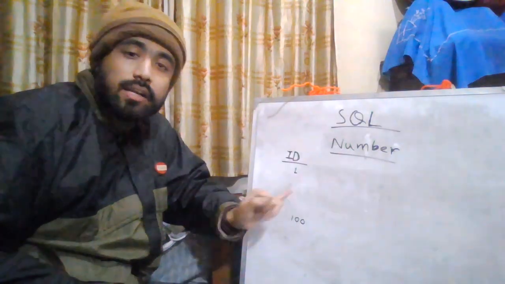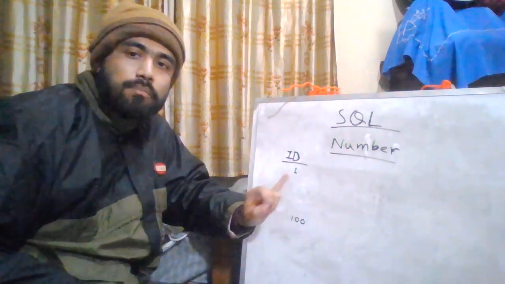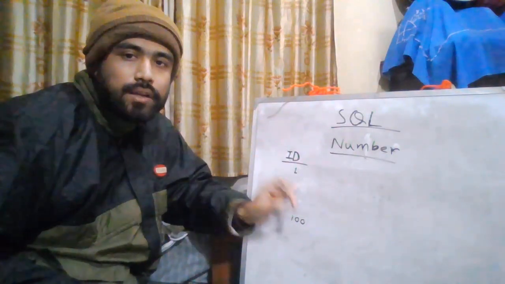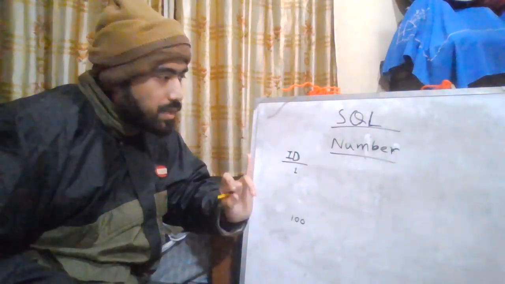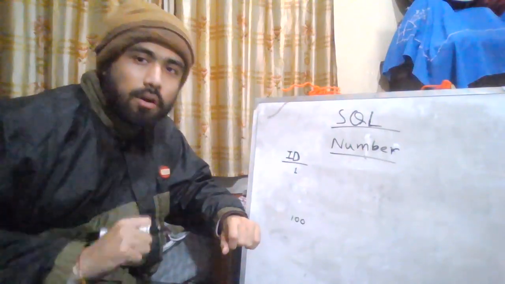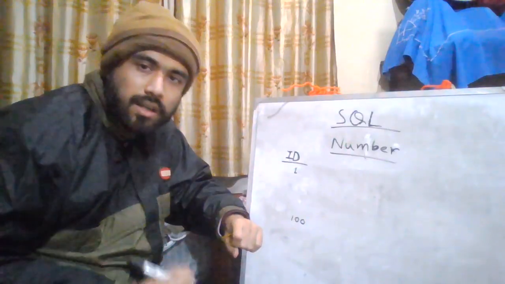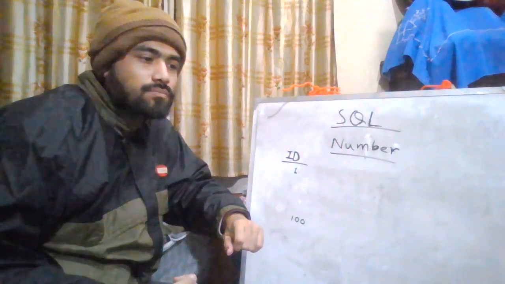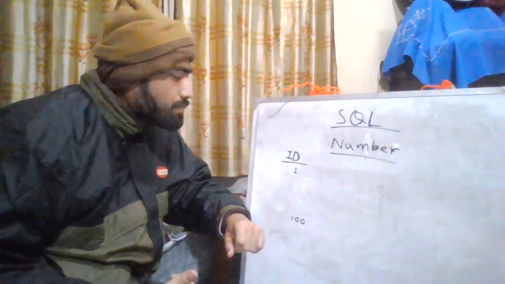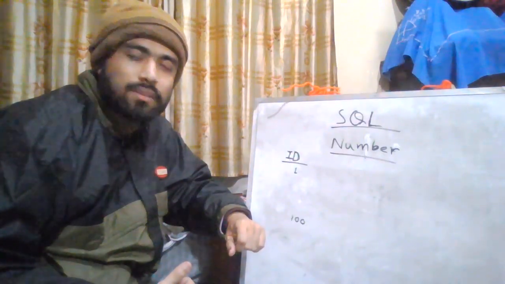Then if we take it as integer, each time we insert data, we have to manually handle the data. We have to manually handle this column. We have to keep increasing the value in that way. But if we want it to be auto incremental, or if we want it to increase automatically, then we have to use serial data type.